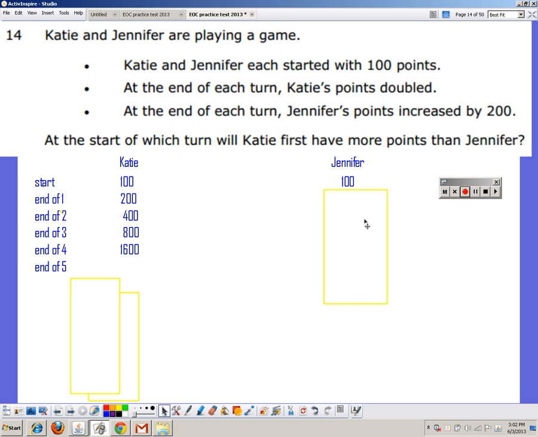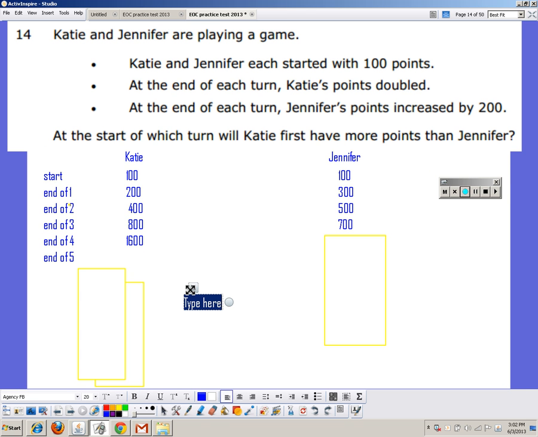Jennifer started also with 100 points, but by the end of 1, she had 300 because for her it was add 200 points. End of 2 was 500, end of 3, 700. We're going to stop here because Katie finally is above Jennifer. It was the end of turn 3, which means at the start of turn 4 is when she caught up with her.